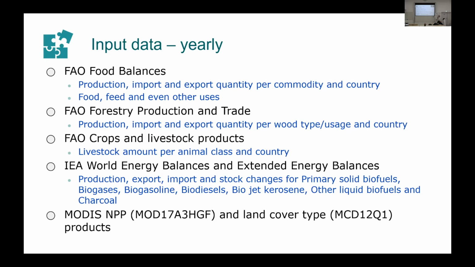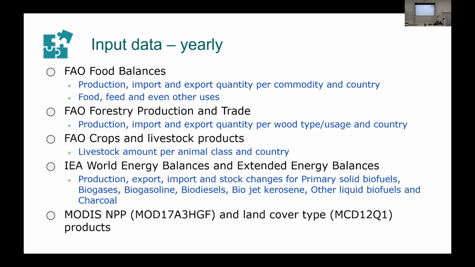So there are a few data that we update every year. For instance, in 2024, I will have to update the whole database with the updates from FAO: food balances, forestry production and trade, crops and livestock products. Of course, be careful, food balances in FAO doesn't mean just food, it also means feed and even other uses like cotton, which is obviously not food.